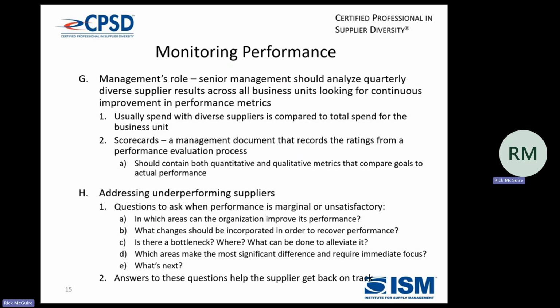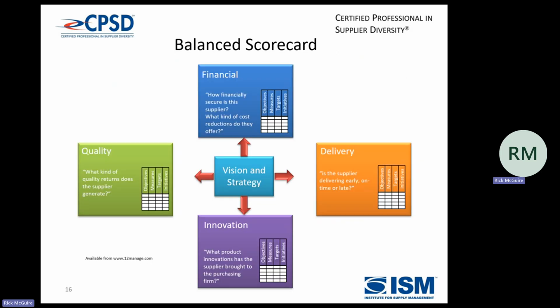Addressing underperforming suppliers. Questions to ask when performance is marginal or unsatisfactory: In which areas can the organization improve its performance? What categories should be incorporated in order to recover performance? Is there a bottleneck? What can be done to alleviate it? Which areas make the most significant difference and require immediate focus? And what's next? Answers to these questions help the supplier get back on track. Here's what a balanced scorecard could look like, available from these guys.